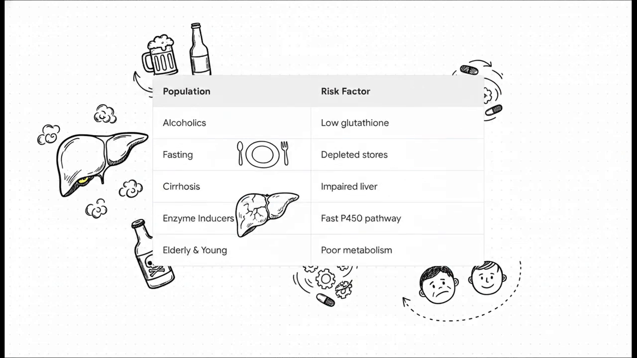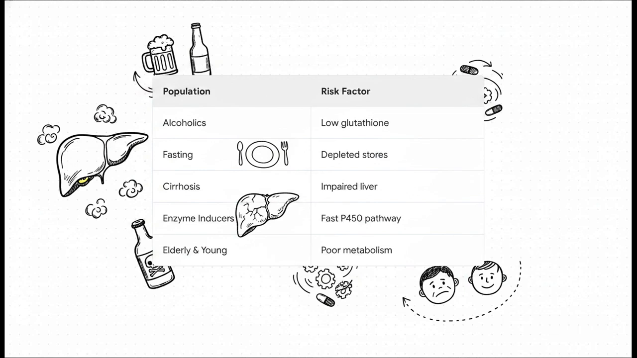However, you cannot apply those thresholds blindly. Look at the susceptible populations listed here. Not everyone has the same safety margin. Patients struggling with alcoholism or those who are malnourished have severely depleted glutathione reserves. Patients with pre-existing cirrhosis already have compromised liver function.